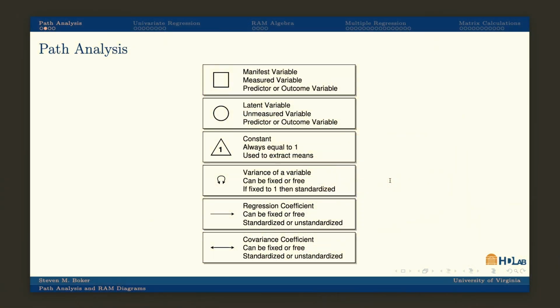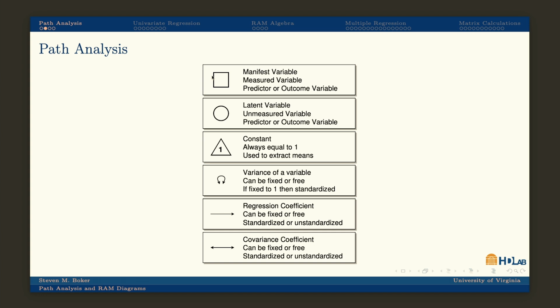Here we have the symbols that are used. Manifest variables are things that are measured. They're measured variables. They're squares. If you see a square in a RAM path diagram, that means there are actual values someplace. That's in a data frame someplace. Latent variables: if you see a circle, the only way that you know that there's a value in that circle is because of the model. The model is the only thing that implies values. You have no data about the latent variable.